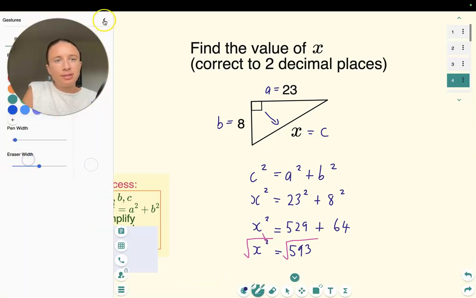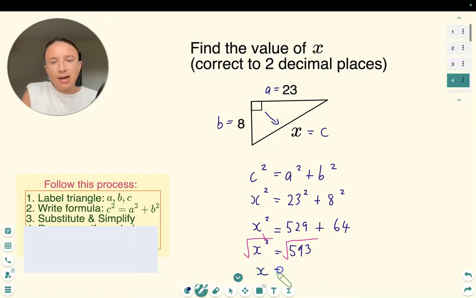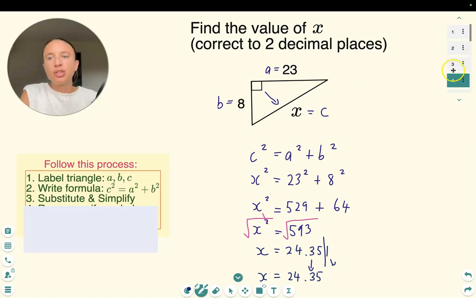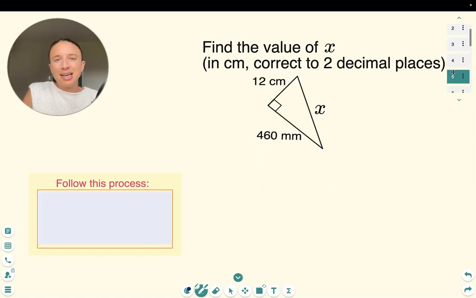Sorry, there is a loud car. Okay, x is root 593, which is 24.351, and to 2 decimal places, that means we are keeping the number the same, 24.35. We're looking at that digit. So that's what our value of x is, and then the units are just the units.